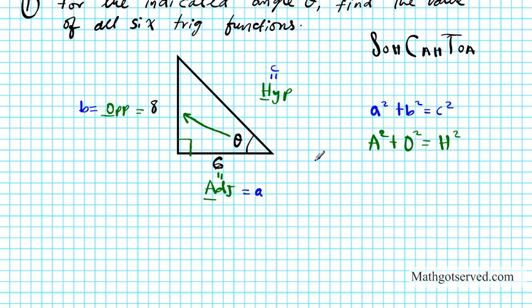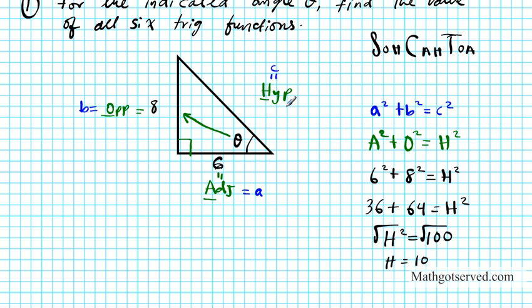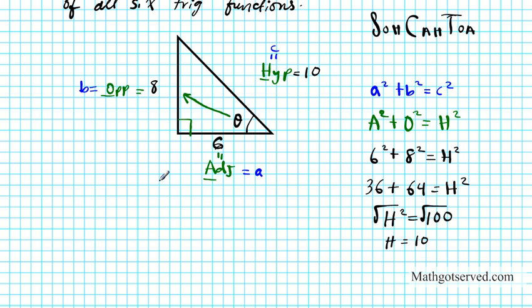All right, so we have A squared, which is 6 squared, plus O squared, which is 8 squared, equals H squared. We don't know what H is. 6 squared is 36 plus 8 squared is 64 equals H squared. Using the reflexive property of equality, we have H squared equals 36 plus 64, which is 100. If you take the square root of both sides, we know that H is 10. So our hypotenuse is 10. Okay, so now we're good to go. We know O, A, and H. Now we can figure out all six trig ratios.